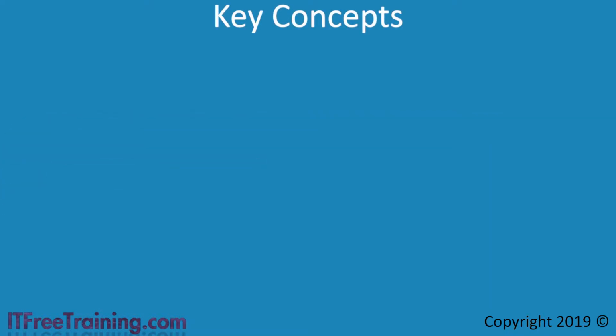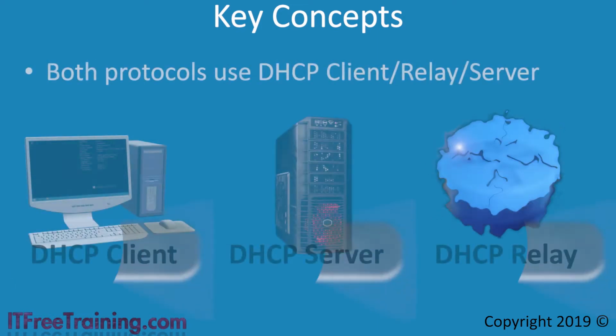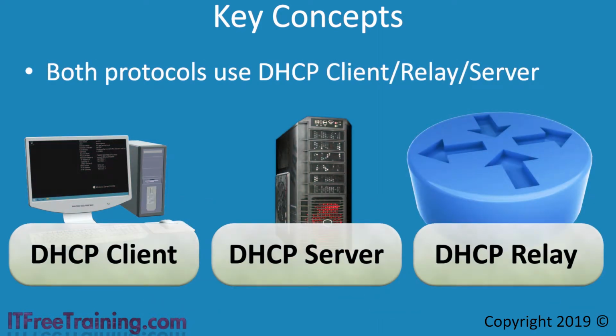Before I look at the differences, I will first start with looking at what is the same, or at least what is similar, between DHCP for IP4 and DHCP for IP6. There are three key components of DHCP. These are DHCP Client, DHCP Server, and DHCP Relay. The components do not change depending on which version of the Internet Protocol that you are using.